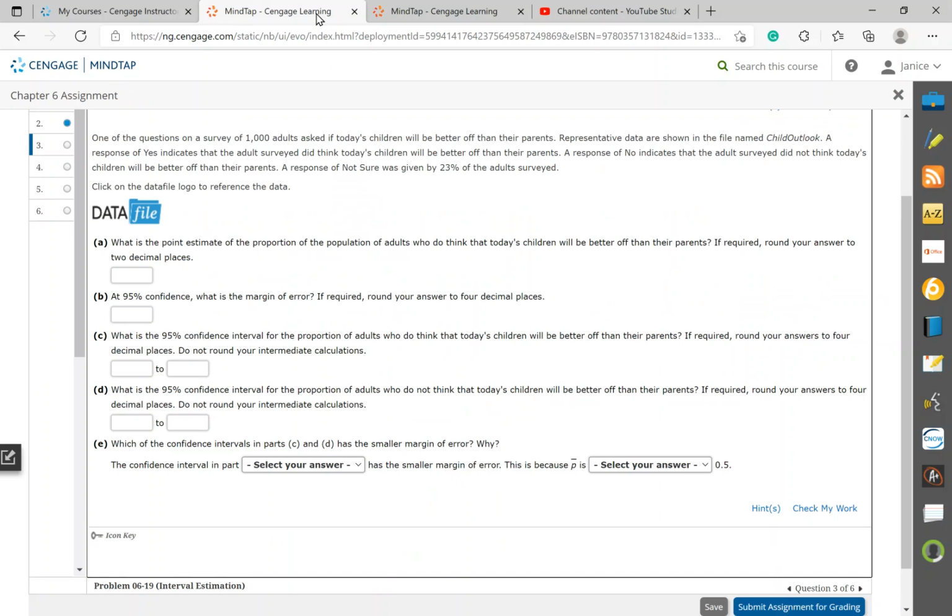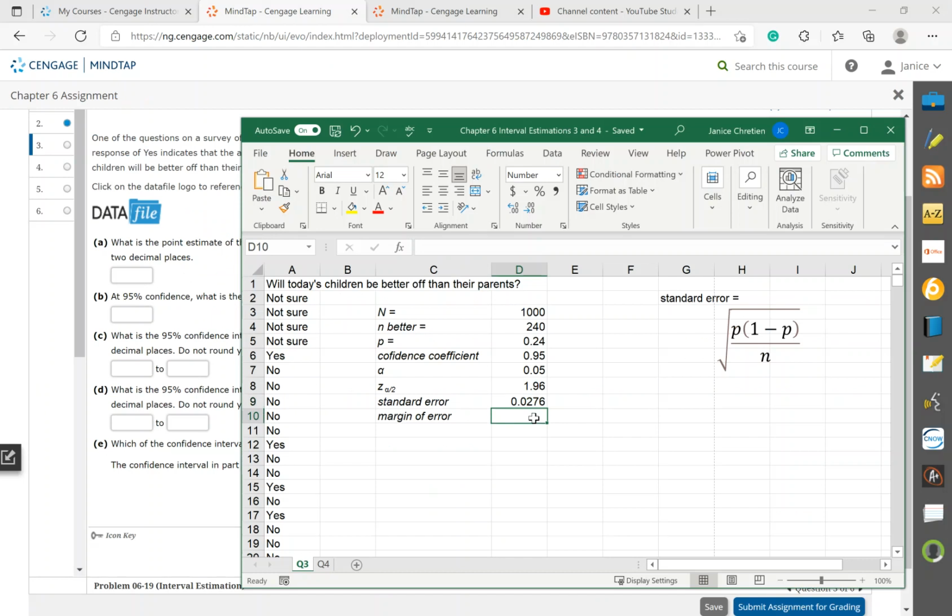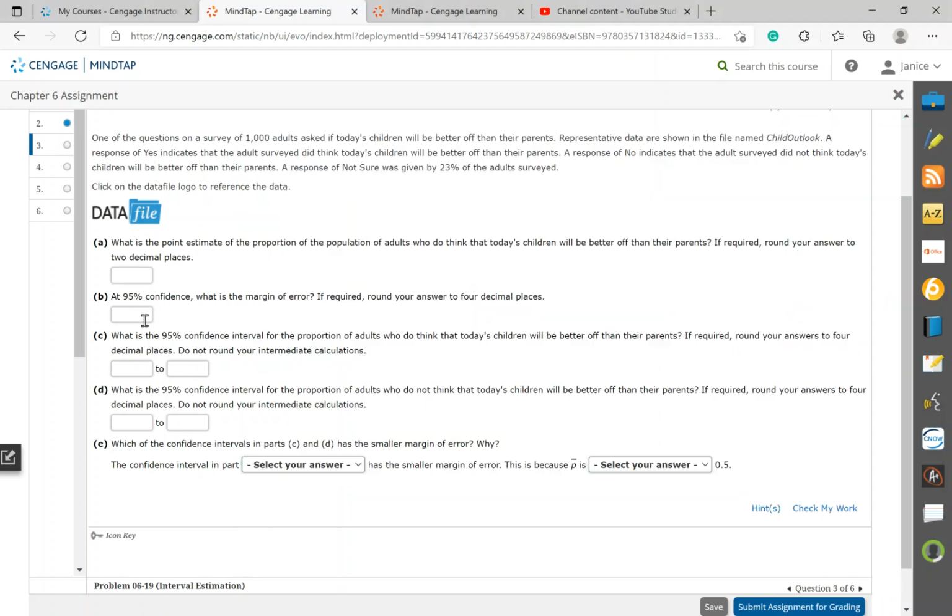So back to my question, at 95% confidence, what's the margin of error? To get the margin of error, I take my standard error times my z. So my margin of error at 4 digits is 0.0530. Then it says, what is the confidence interval? What is the interval?